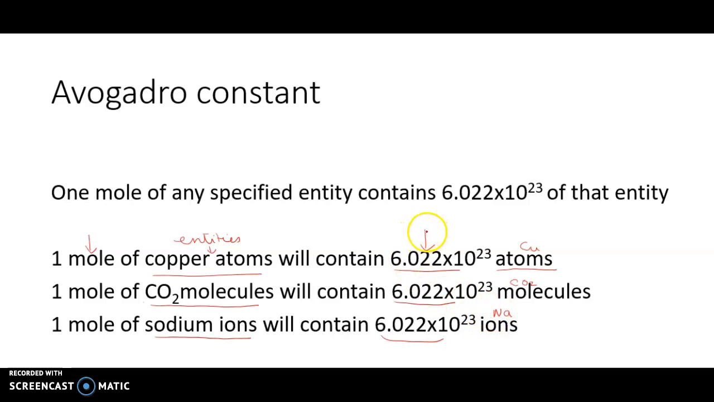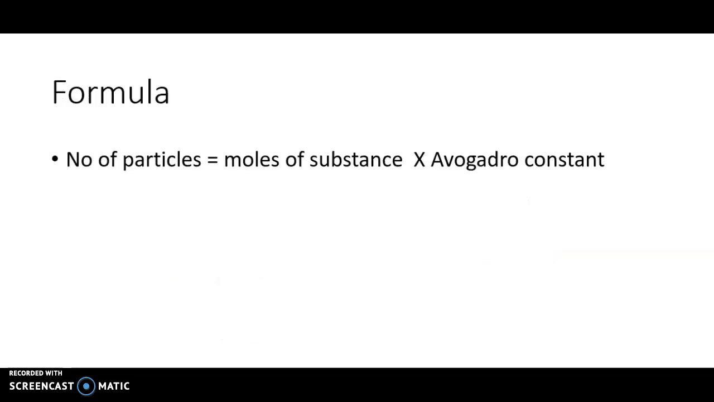So this number remains the same, just like 1 dozen eggs are always 12 eggs. In the same way, 1 mole of anything is always equal to this big number, which is your Avogadro number. That is 6.022 times 10 to the power 23. So overall, 1 mole of a substance will contain Avogadro's constant, that big number.